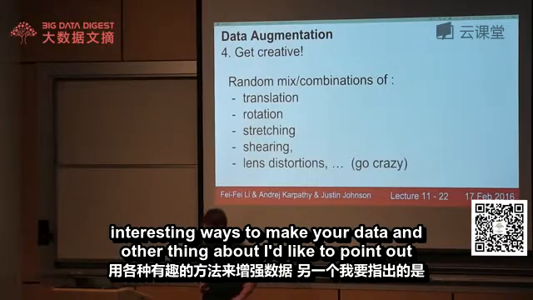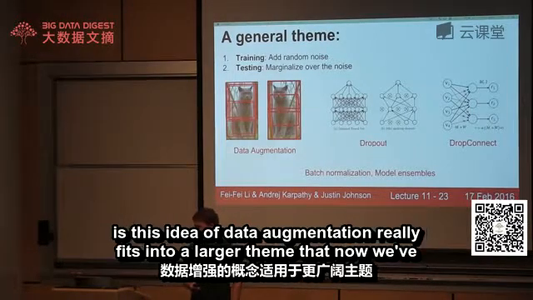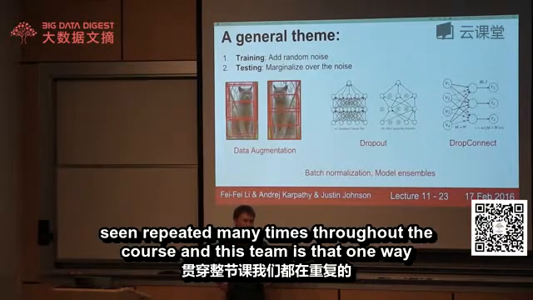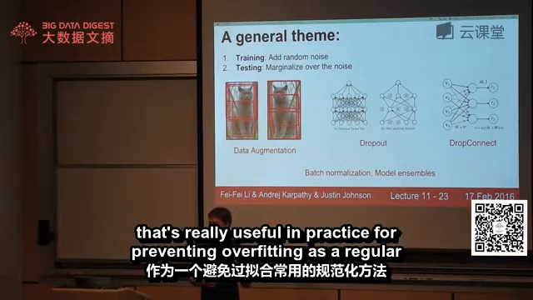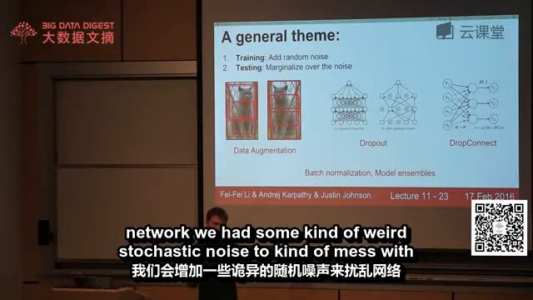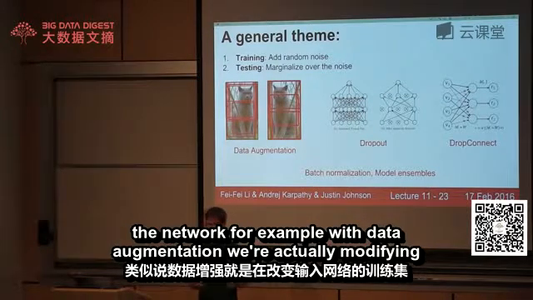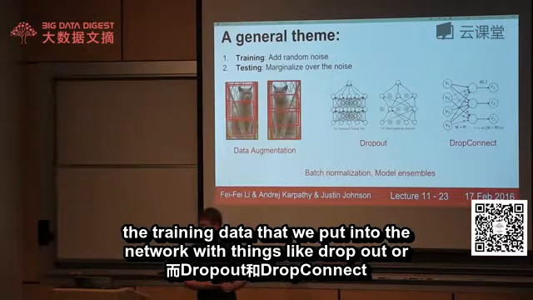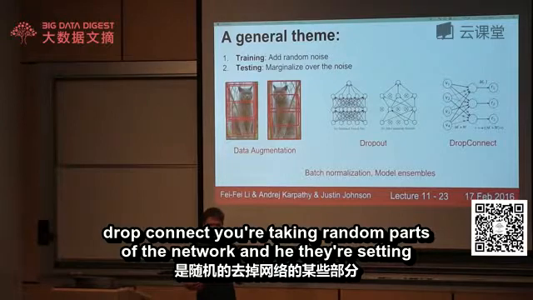Another thing that I'd like to point out is that this idea of data augmentation fits into a larger theme that we've seen repeated many times throughout the course. This theme is that one way that's really useful in practice for preventing overfitting, as a regularizer, is that during the forward pass, when we're training our network, we add some kind of weird stochastic noise to mess with the network. For example, with data augmentation, we're modifying the training data that we put into the network. With things like dropout or drop connect, you're taking random parts of the network and setting either the activations or the weights to 0 randomly.